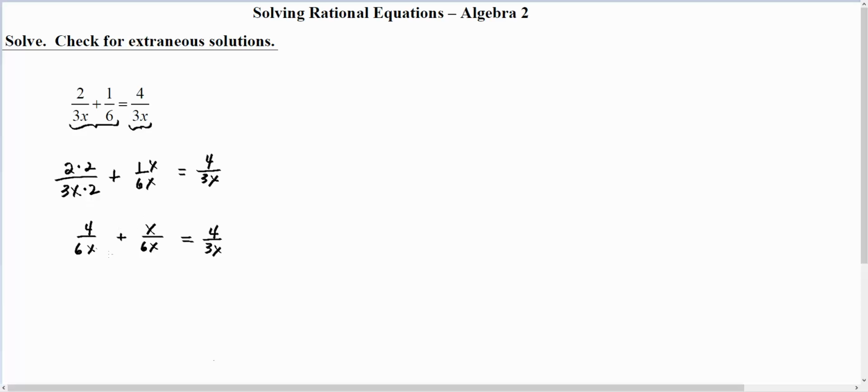Now I'm touching the right side. I'm combining this. Now I have a common denominator. So now this is 4 plus x over 6x equals 4 over 3x. And now I have one term equals another term. Now I can cross multiply. Remember, this one has to go in parentheses. So it's 3x times 4 plus x equals 4 times 6x.